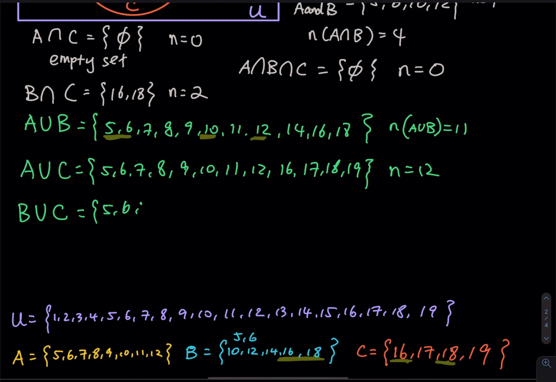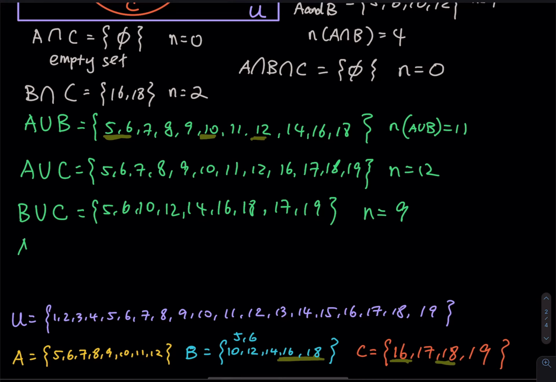5, 6, 10, 12, 14, 16, 18. Do not repeat 16 and 18. Just go 17 and 19. What's the cardinality? 1, 2, 3, 4, 5, 6, 7, 8, 9. The cardinality is n equals 9.